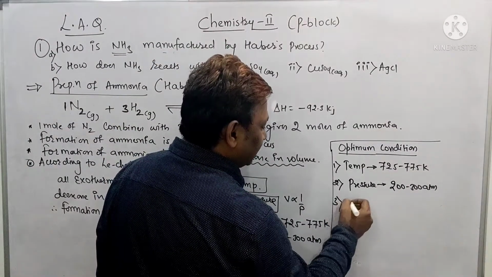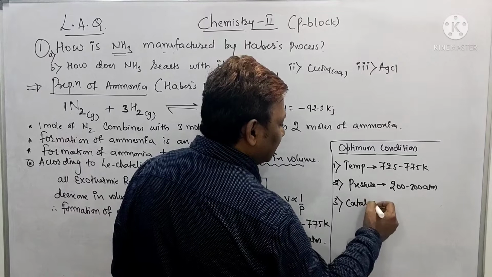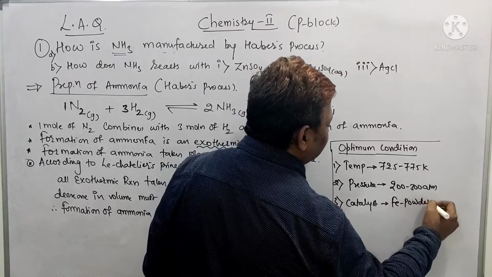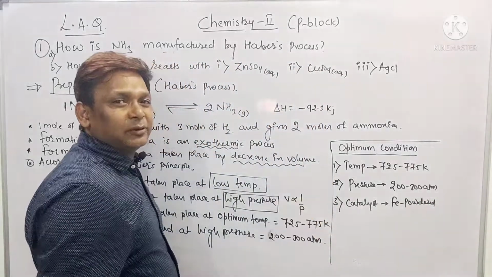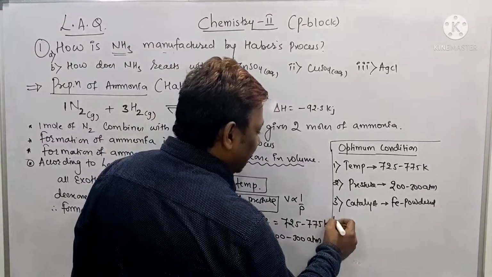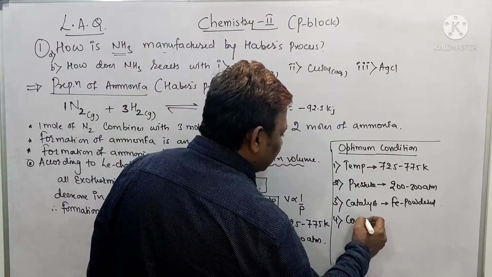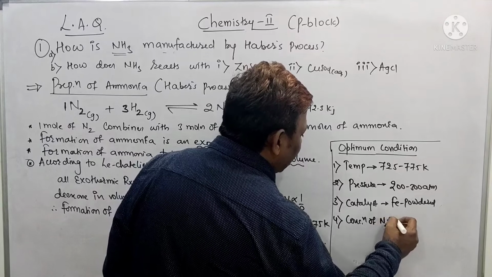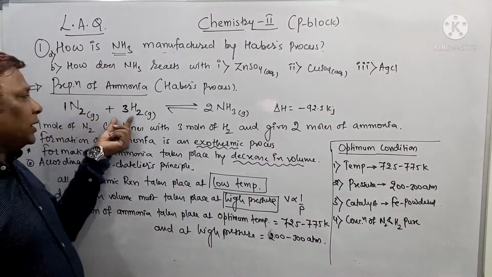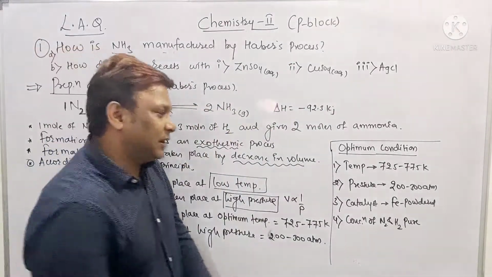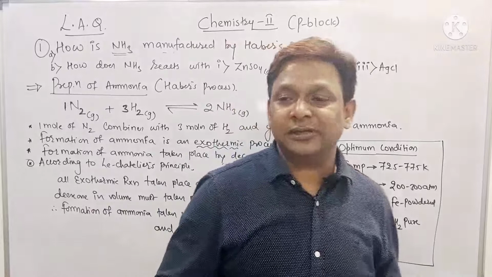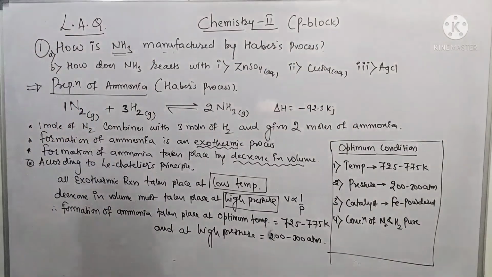Very good, sir. Third one, beta, you should add the catalyst. What is the catalyst I should add here, sir? Iron powder is the catalyst that must be added. Temperature 725 to 775, pressure 200 to 300, catalyst must be, beta, iron powder. And fourth point, the concentration of N2 and H2 must be pure, meaning the greater the concentration of N2 and H2, the more the production of ammonia. These are the optimum conditions we have to maintain when we are getting ammonia by the Haber process. But once you see here, once you see it on the board.